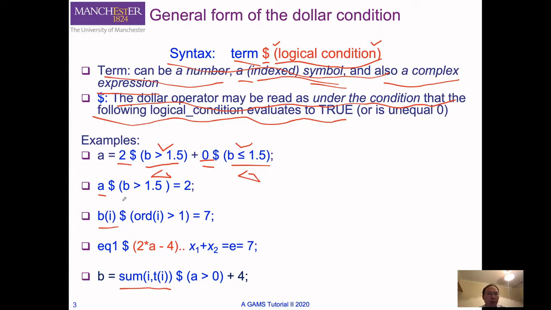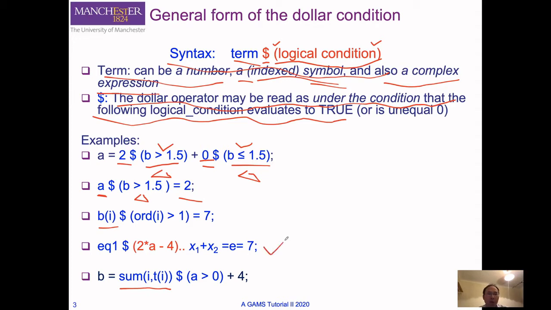For the second example, if b is greater than 1.5, then this condition is true. Then we have the term a is equal to 2. If b is less than or equal to 1.5, then this condition is false. Then we don't assign 2 to a.